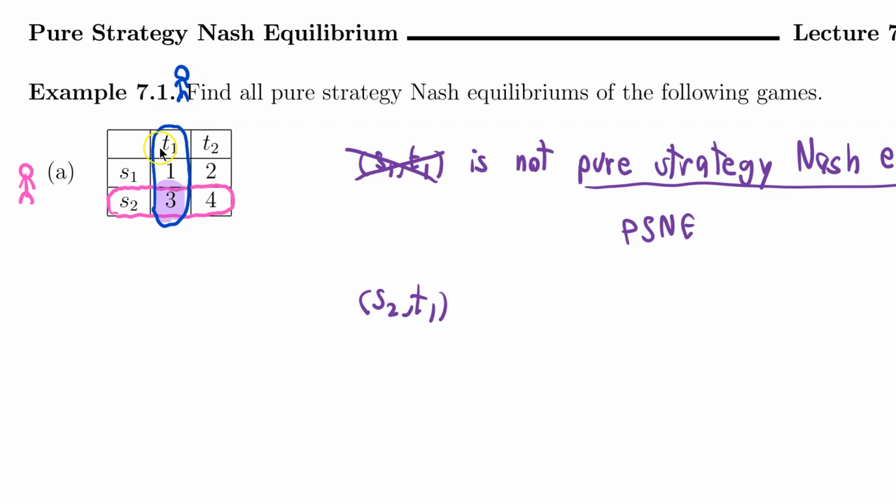And now for Bob, if he plays T1, then he's gonna lose $3. Remember this number 3 here? This is the outcome for Alice. That means Bob will pay Alice $3, so Bob will lose $3. But if he changes his mind and plays T2, he's gonna lose $4 now, so he's in a worse-off situation. There is no reason for Bob to change his mind. So in this case, we can say that this strategy profile, where Alice and Bob play S2 and T1, is indeed a pure strategy Nash equilibrium, because no one is better off playing the other options.